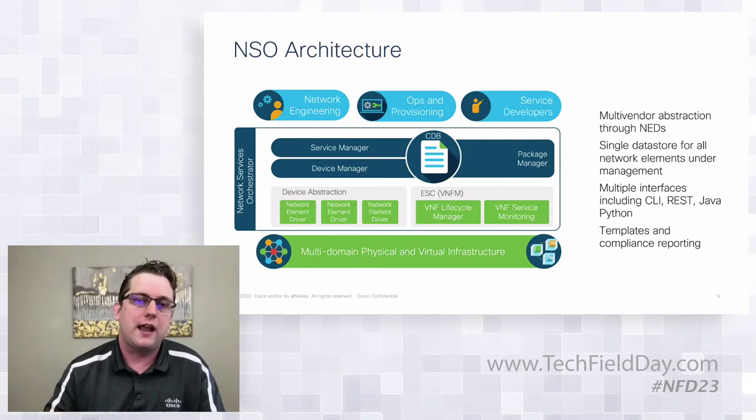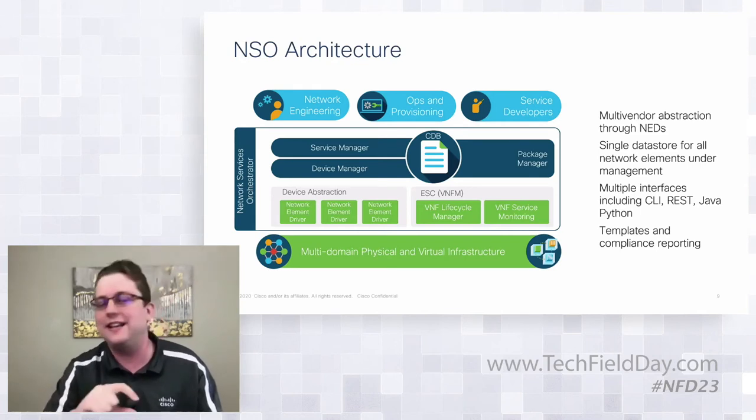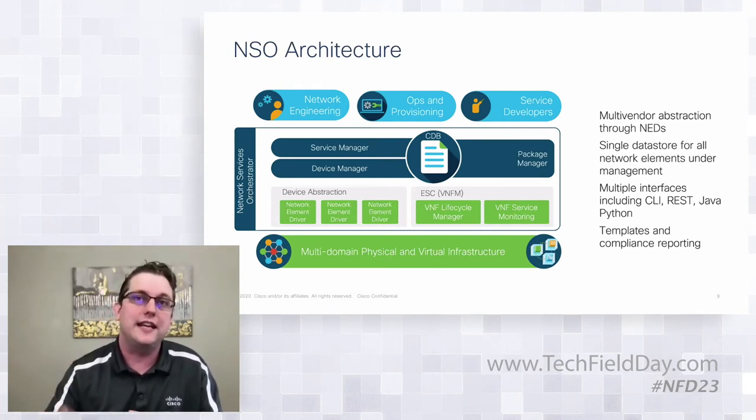Whereas NSO behind the scenes has what we call data model validation for all the inputs. So if you mistype interface, it will tell you that's a misspelled word. Or if you mistype gigabit Ethernet or 10 gigabit Ethernet, it's going to validate all of those inputs.